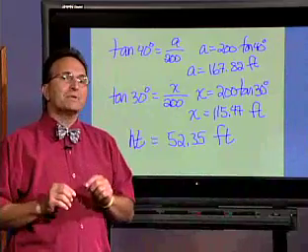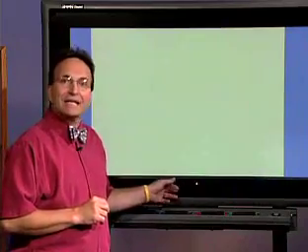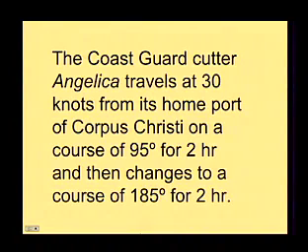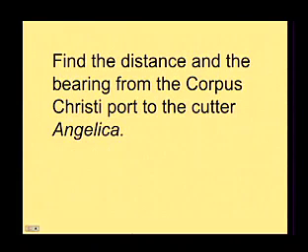Let's try an application of a navigation problem. We have the Coast Guard cutter Angelica travels at 30 knots from its home port at Corpus Christi on a course of 95 degrees for 2 hours, and then changes to a course of 185 degrees for 2 hours. Find the distance and the bearing from Corpus Christi port to the cutter Angelica.